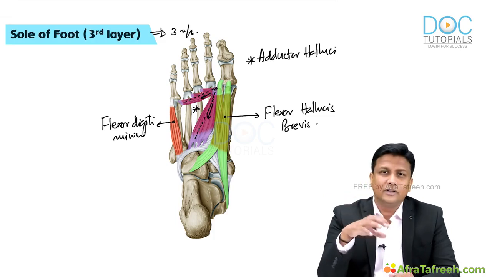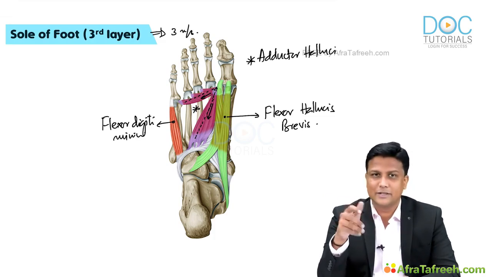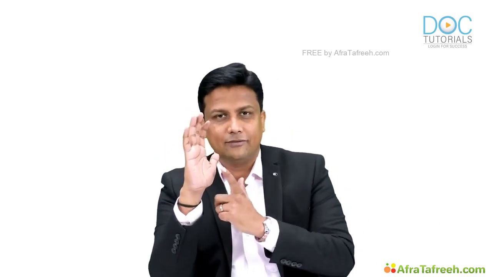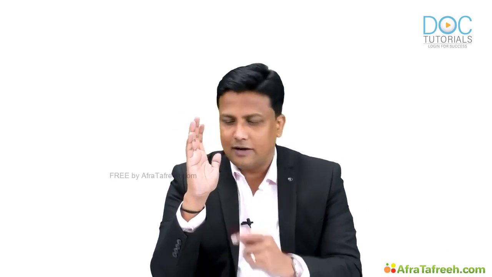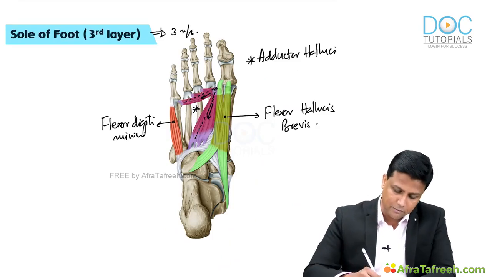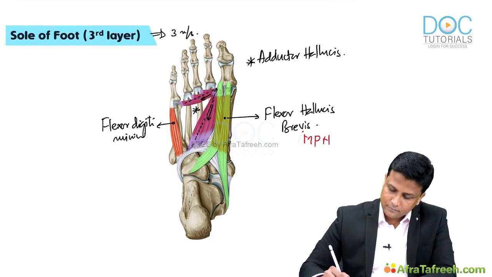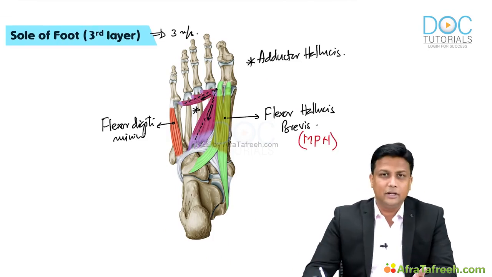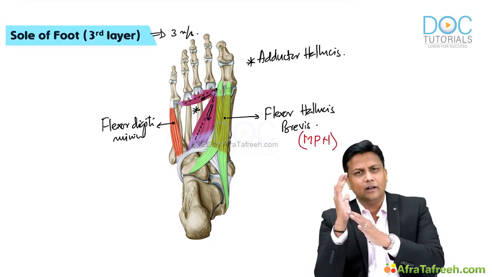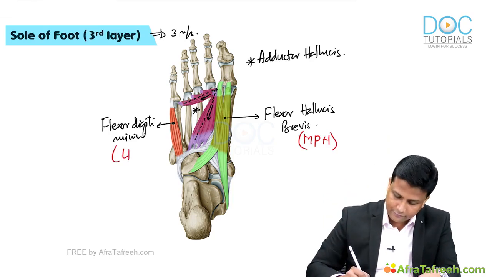Now, once you are comfortable with the names of these muscles, the next thing is the nerve supply. What is the nerve supply to all these 3 muscles? Come on, again recall the thenar group of muscles. You have flexor pollicis brevis, and here it is flexor hallucis brevis. Flexor pollicis brevis is supplied by the median nerve. Corresponding to that, you have the medial plantar nerve supplying it. What about the digiti minimi? Digiti minimi here will be supplied by the ulnar nerve, and corresponding to that we have the lateral plantar nerve.